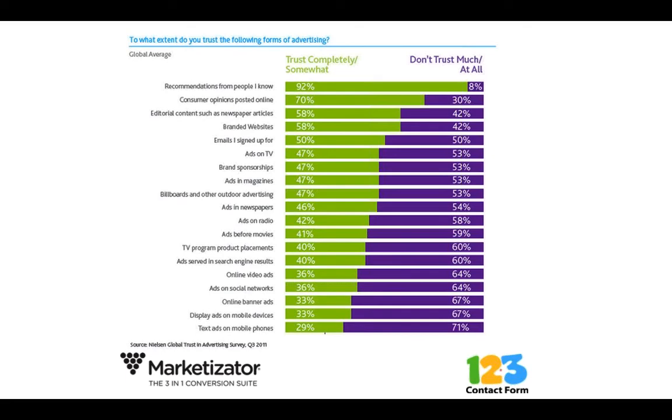And why is this so important? Why should you use these growth hacking techniques? We have a chart here with some statistics from Nielsen Global, and you could see that 92% of people are trusting the recommendations from people they know, and 70% trust consumer opinions which are being posted online. And at the bottom of this chart, in terms of trust, 33% of people are trusting online banner ads, 36% ads on social networks, video ads and display ads on mobile, and text ads on mobile phones.